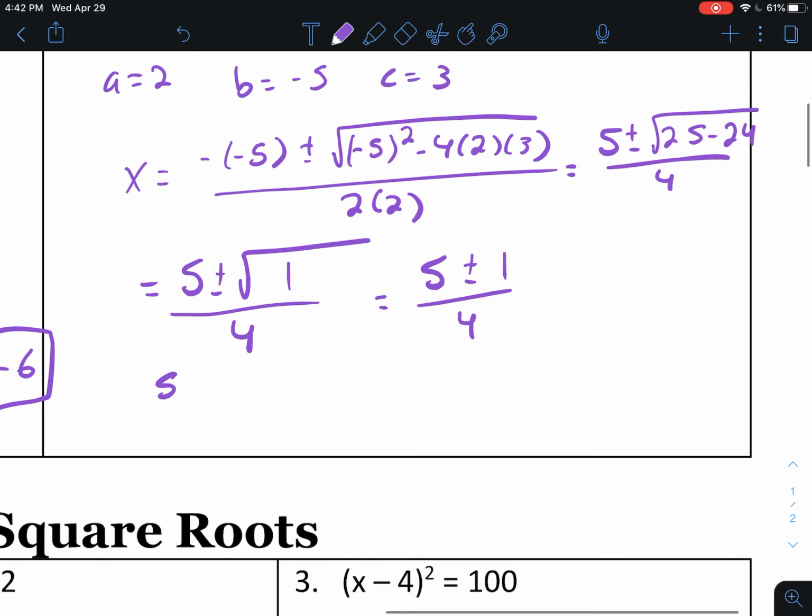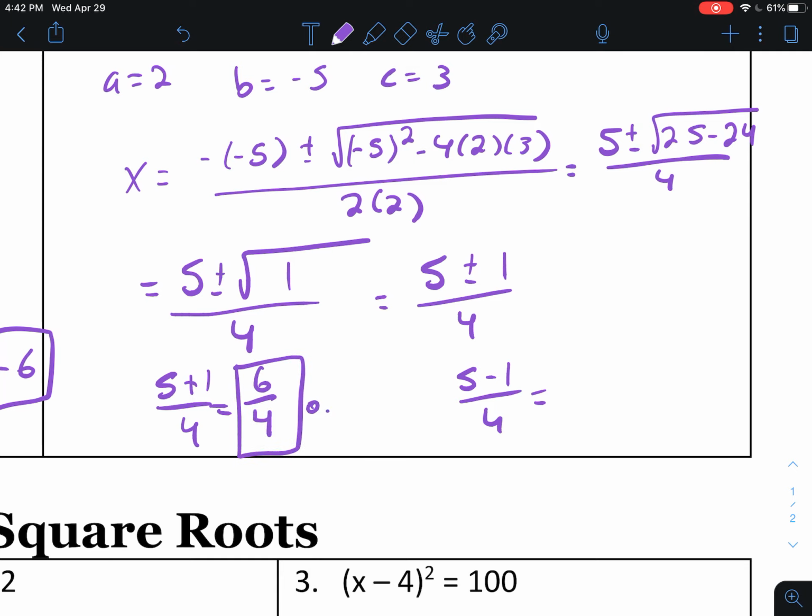Now we split it up. 5 plus 1 divided by 4 equals, 5 minus 1 divided by 4 equals. So 5 plus 1 over 4 is 6/4, which we can keep like that, or you could reduce it and make it 3/2. And then we have 5 minus 1, which gives us 4 over 4, which is then just 1. So those would be the two answers to the second question.